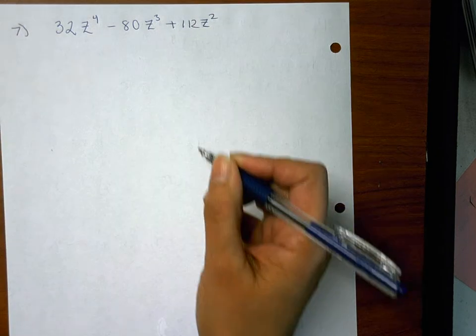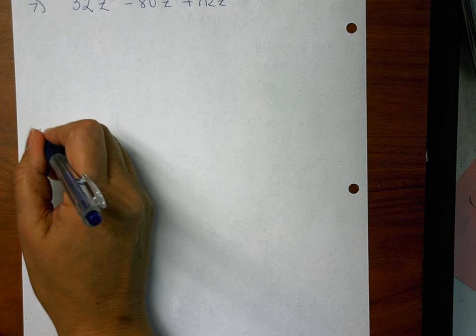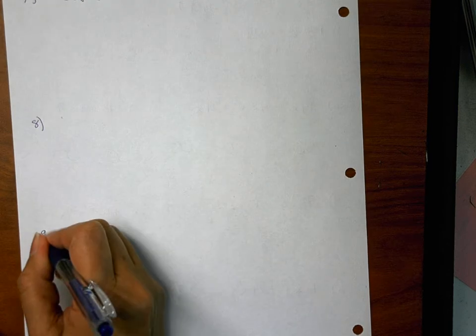Okay, number 7, I'm going to have you try on your own. Minus 80z to the third plus 112z squared. And then we're going to do 2 more in class.